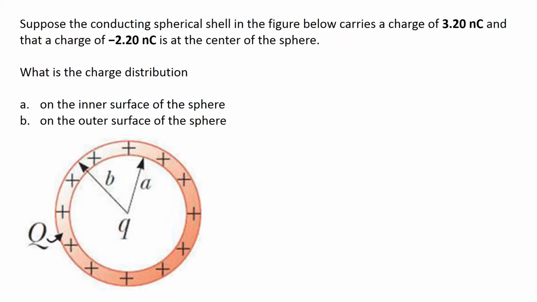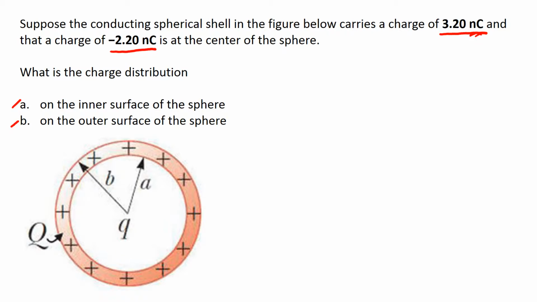Suppose the conducting spherical shell in the figure below carries a charge of 3.2 nanocoulomb and that a charge of negative 2.20 nanocoulomb is at the center of the sphere. What is the charge distribution (A) on the inner surface of the sphere and (B) on the outer surface of the sphere? So let us visualize our problem.